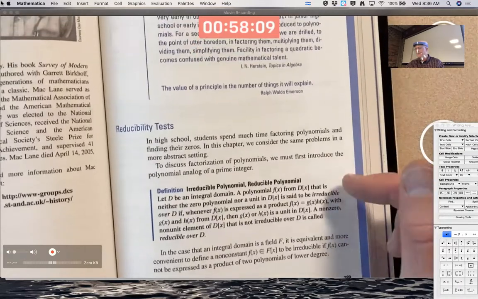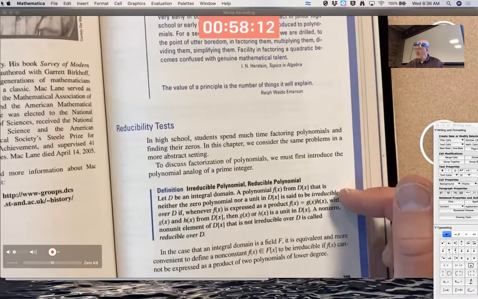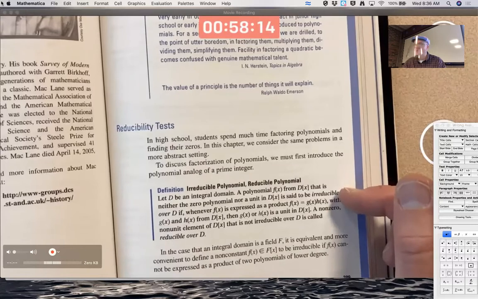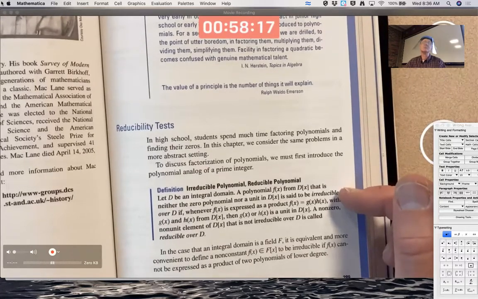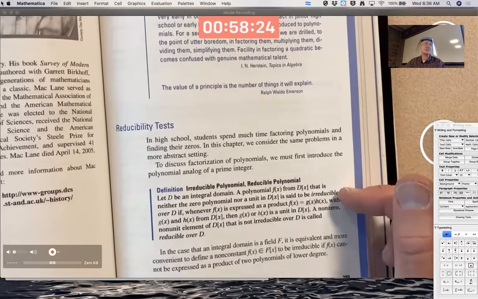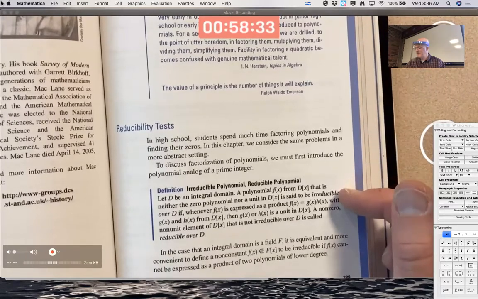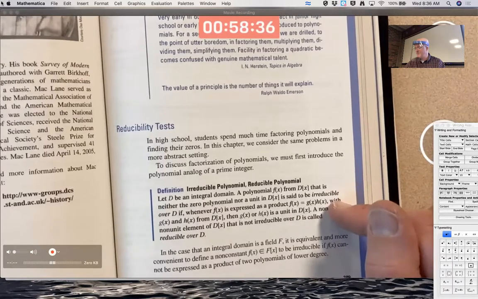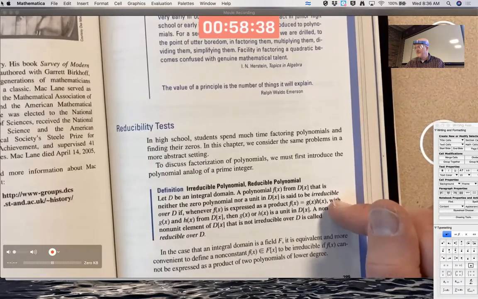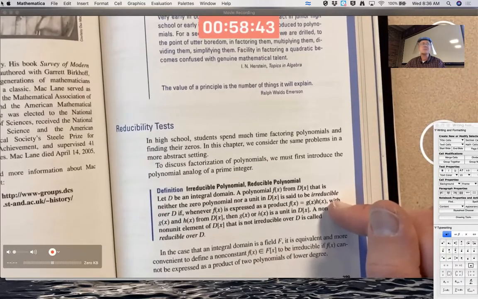We won't actually use this definition as is so much. Basically, what you're after here is you're trying to generalize the idea of a prime number, big picture wise. You're trying to generalize the idea of a prime number and prime factorization to rings of polynomials, most typically when the coefficients come from a field. And so this definition of irreducibility is meant to be kind of analogous to the definition of a prime number.